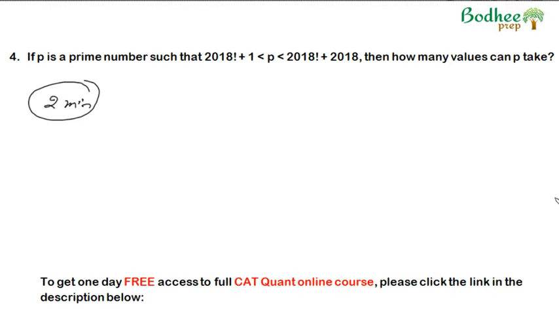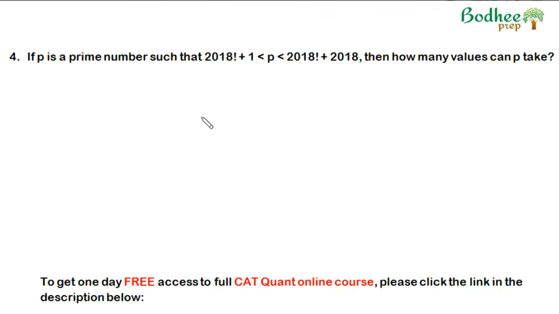Okay, any answers, guys? Again, we have to find for how many values of p we can take, or how many prime numbers are between these two numbers. No one? Okay. Okay, let me discuss this.